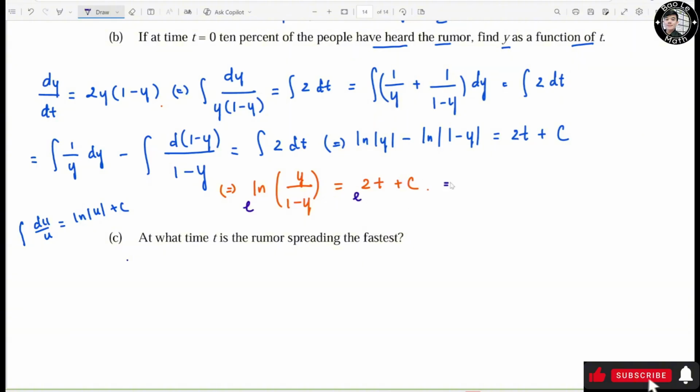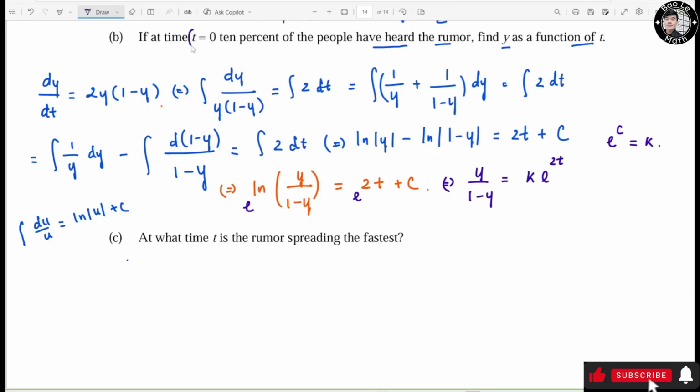Now I'm going to exponentiate both sides. So this turns out to be y divided by (1 minus y) equals e to the 2t times e to the c. But e to the c is a constant, so I name this one k, right? So I'm going to end up with k times e to the 2t, right?